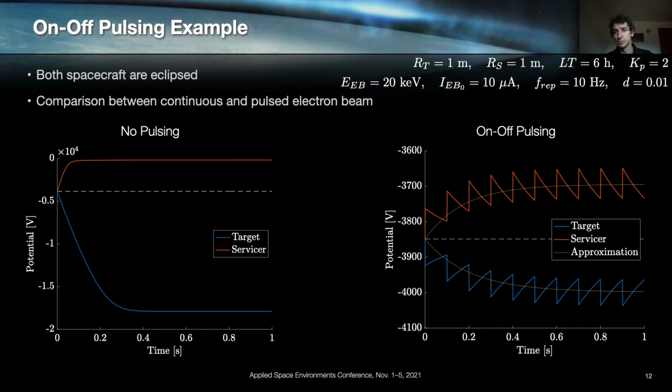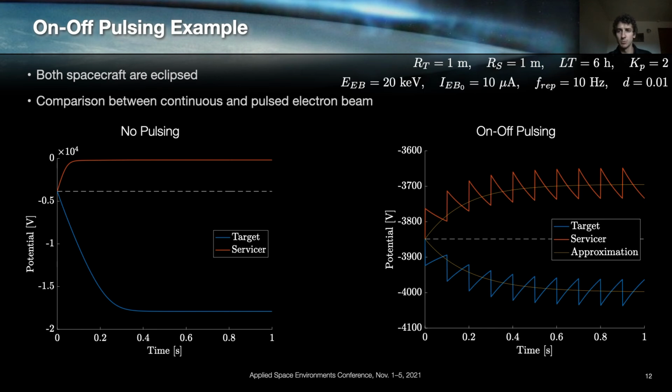And essentially what this pulse beam does is that it decreases the average current that you use with your electron beam. So for example, if you use a duty cycle of 1%, as in this analysis right here, you essentially decrease the average current to 1% of the nominal current that you're using.